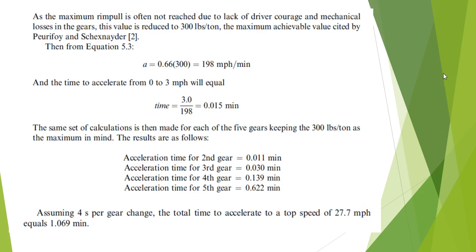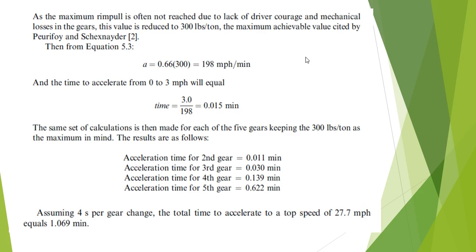Again, because of efficiency, especially in the transmission, you don't often get to that maximum rim pull. And if you notice in the book, the author also says you don't often get to the maximum rim pull because of lack of driver courage. Well, I think you don't necessarily want the bold driver that accelerates too quickly when the conditions are correct. So that's a little bold.